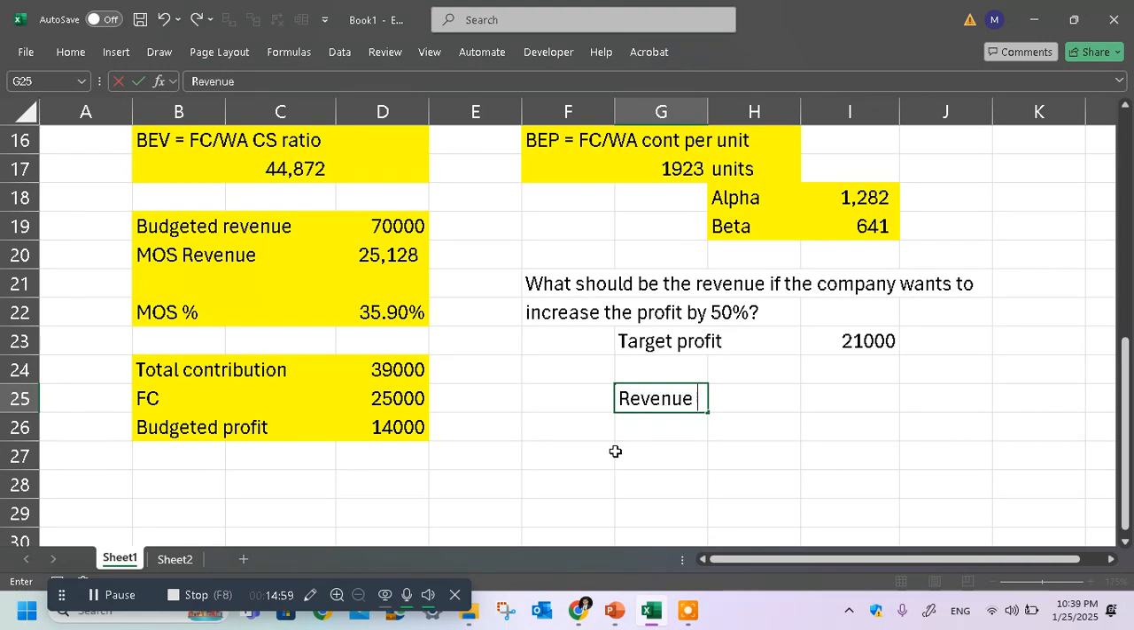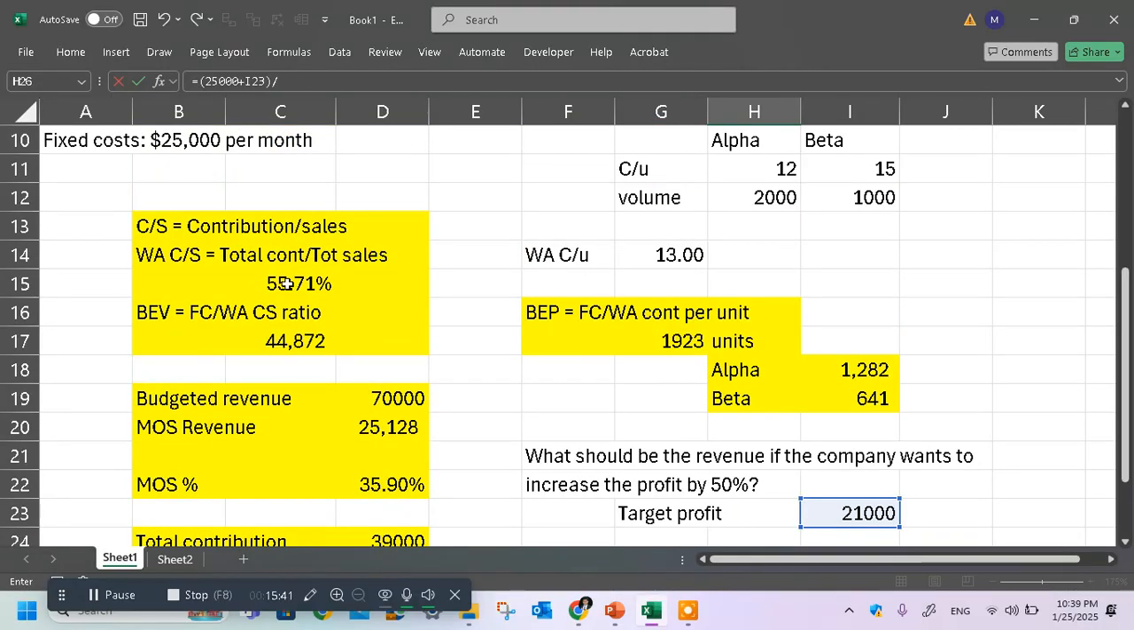When target profit is given, how do we find revenue? Revenue is, remember, fixed cost plus target profit divided by CS ratio. But multiple product, we don't use the CS ratio. We use weighted average CS ratio. For single product, fixed cost plus profit, the whole thing divided by CS ratio. But if it is multiple product, fixed cost plus profit divided by weighted average CS ratio. So answer is going to be fixed cost 25,000, target profit 21,000 divided by weighted average CS ratio, we had it here.